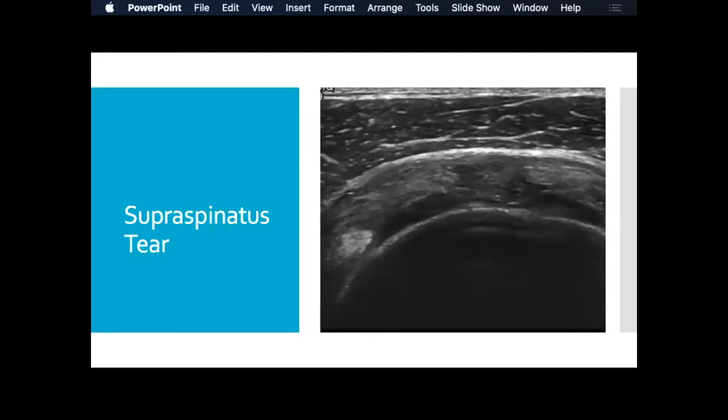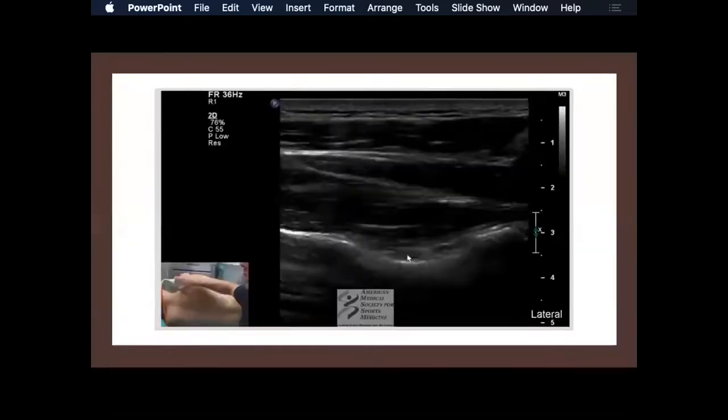And one nice thing about ultrasound is that this is also user dependent, but if you take your time and get really good views, you can pretty well stage ligament tears. And this one's a stage 3 complete tear. Next one. So this is how you're going to get that image.